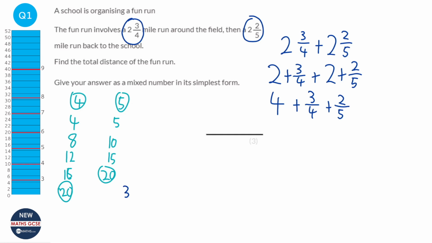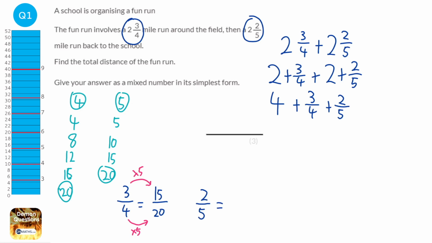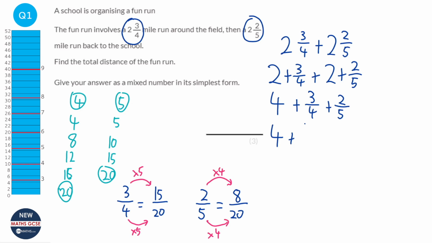Now for 3/4, to get the bottom to equal 20, we need to times the 4 by 5. And whatever you do to the bottom, you've got to do to the top, so times that by 5 as well, which will be 15. And for 2/5, we'll get that bottom to 20, so we times that by 4. And so we times the top by 4 as well, to make it 8. So it's going to be 15 over 20 plus 8 over 20.